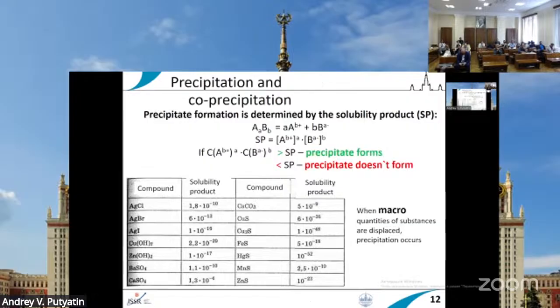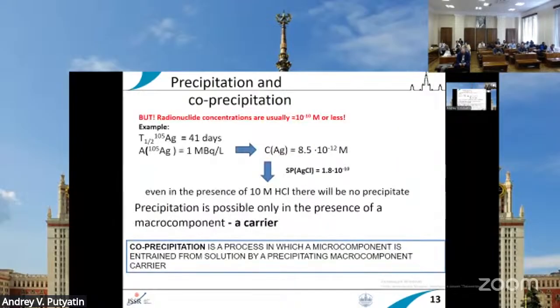Precipitation and co-precipitation. The main problem in the case of radionuclides in radiochemistry is that most of them have very low concentration, but the activity can be very high. And that's why it's impossible to precipitate them, and we need to use a carrier.